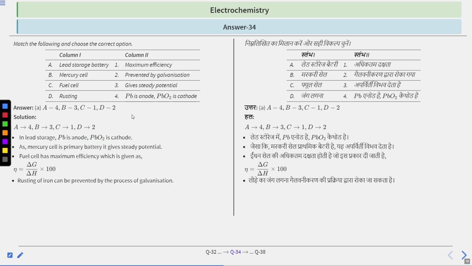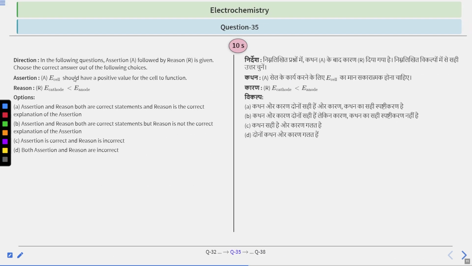Okay, let's see the next question. Question number 35. This is the direction given. In the following questions, assertion followed by reason is given. Choose the correct answer out of the following choices. Assertion: E of cell should have a positive value for the cell to function. Reason: E of cathode is less than E of anode.